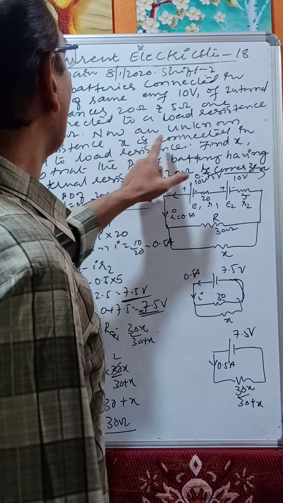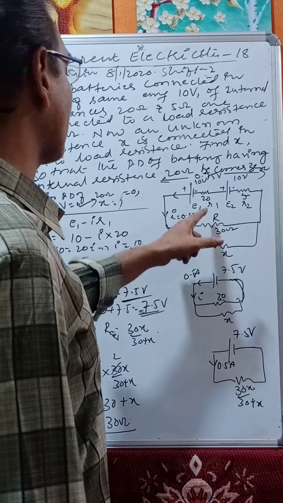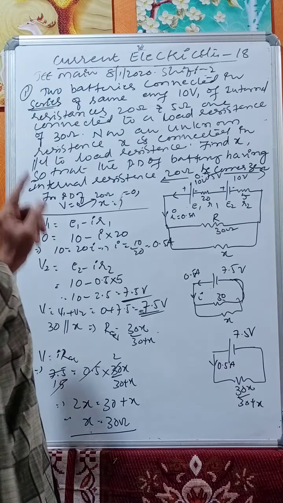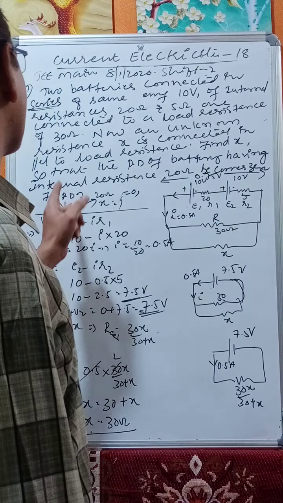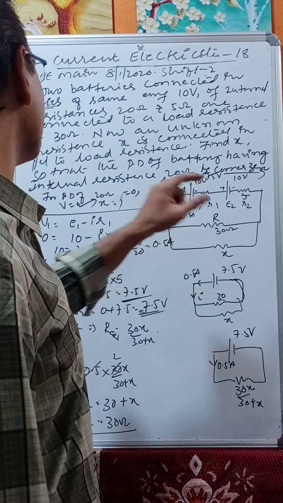Now an unknown resistance X is connected in parallel to the load resistance of 30 ohms. Find the value of X, given that the PD of the battery having internal resistance 20 ohms becomes 0. This PD, this V1, is becoming 0.